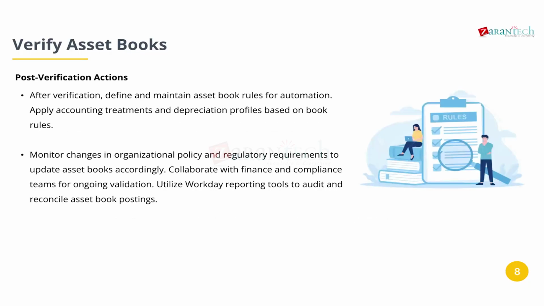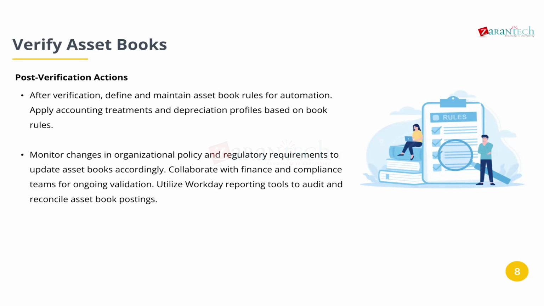So this is the importance of the asset book. Now, after verification, we can define the asset book rules for automation, because once we define the asset book, we can define the asset book rules as well. Then, once we register the assets, or the assets flow through the PO or the supplier invoice, it will take care of the asset book rules, and the accounting will be created automatically. So that's how it is super helpful.